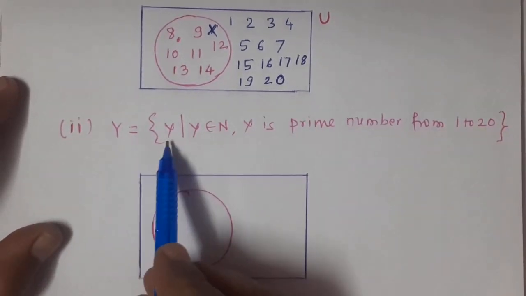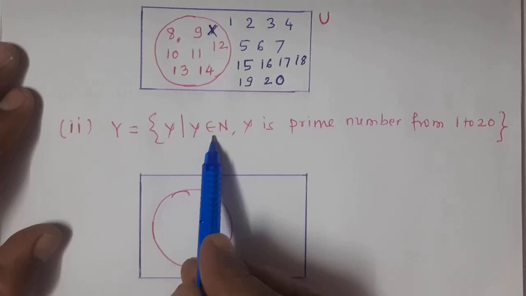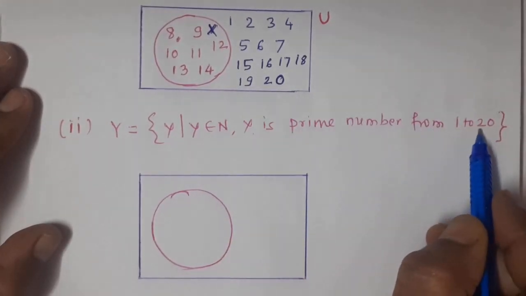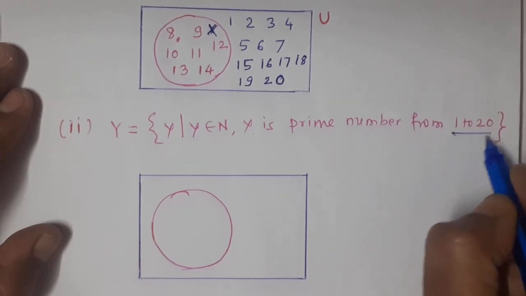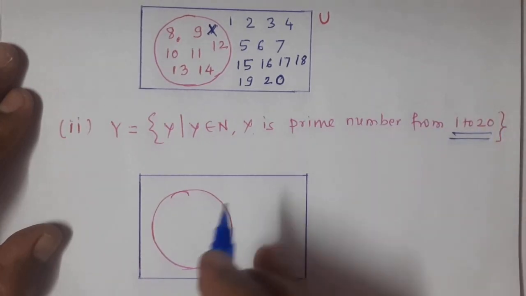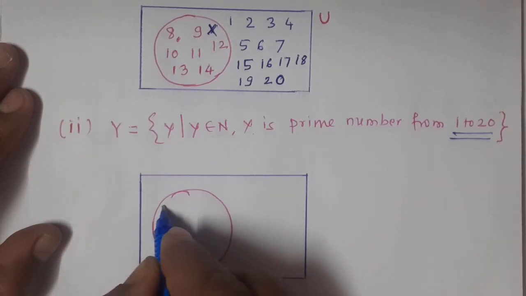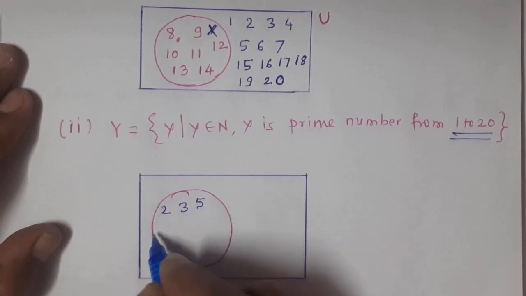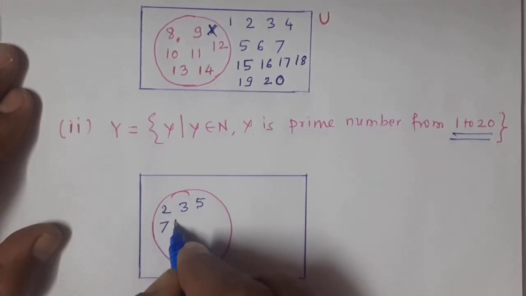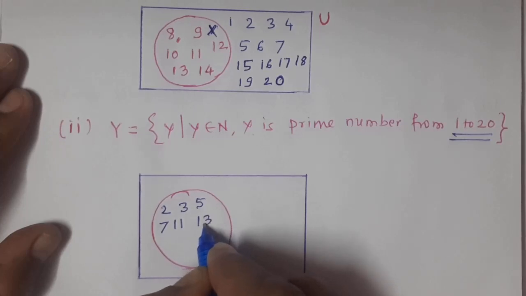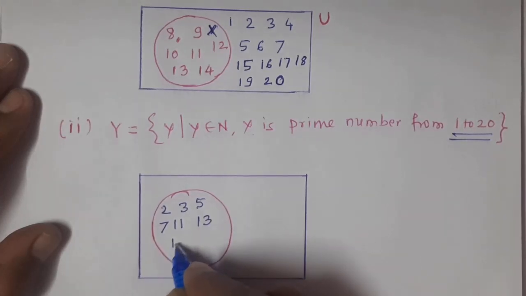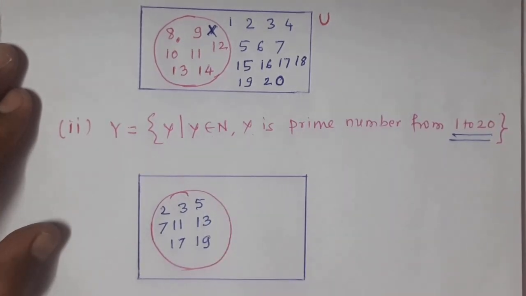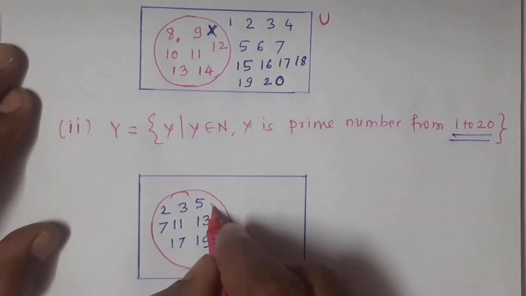Y is a set of all Y's. Y represents natural numbers where Y is a prime number from 1 to 20. When you calculate the prime numbers from 1 to 20, you know they are 2, 3, 5, 7, 11, 13, 17, 19, and that set is represented as Y.